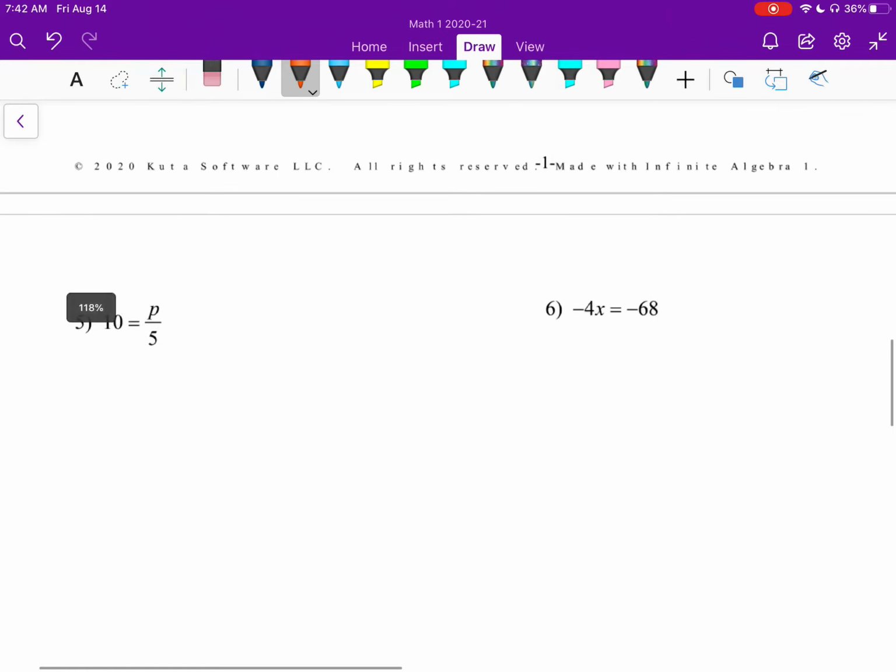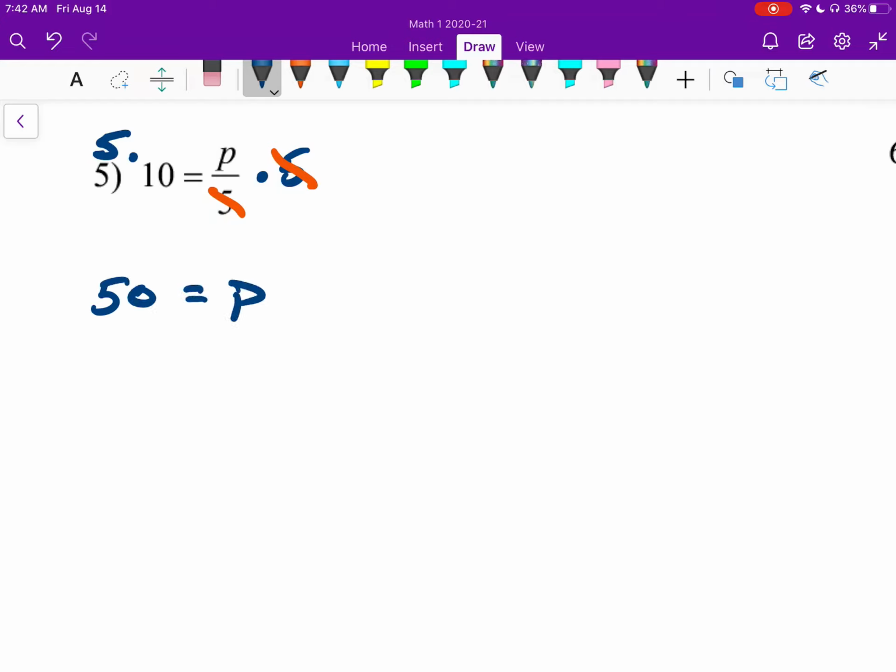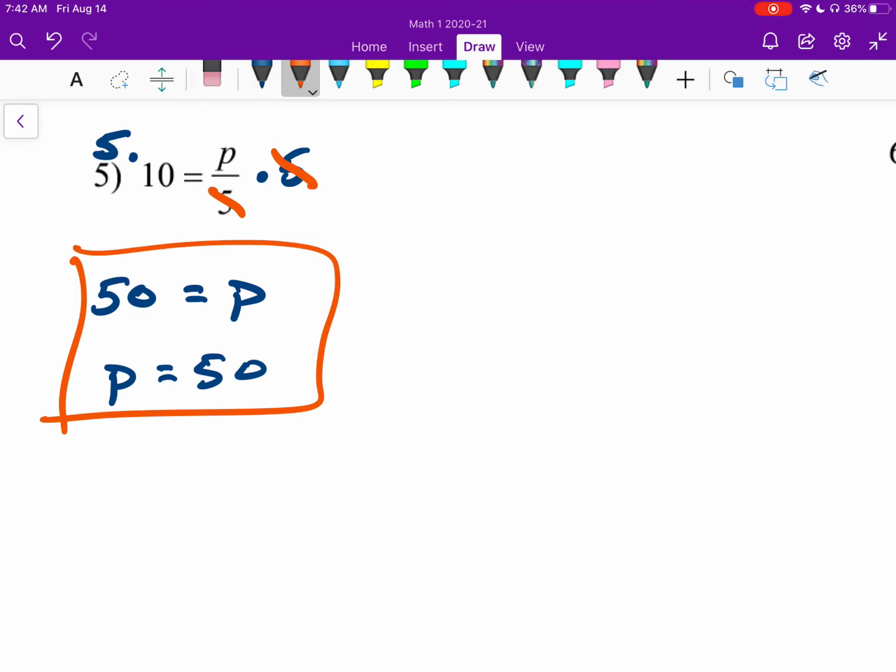Okay, next page. Number 5. 10 equals p divided by 5. So we've got p on top and 5 on the bottom. To get rid of that 5 in the denominator, I need to multiply by 5. So I'm going to multiply both sides by 5. My 5's on the right cancel. And now I'm left with 5 times 10 is 50 equals p. And just like last time, you could change this to p equals 50. Either way is good with me. Again, you don't need to write both of these down. You just need one of them.